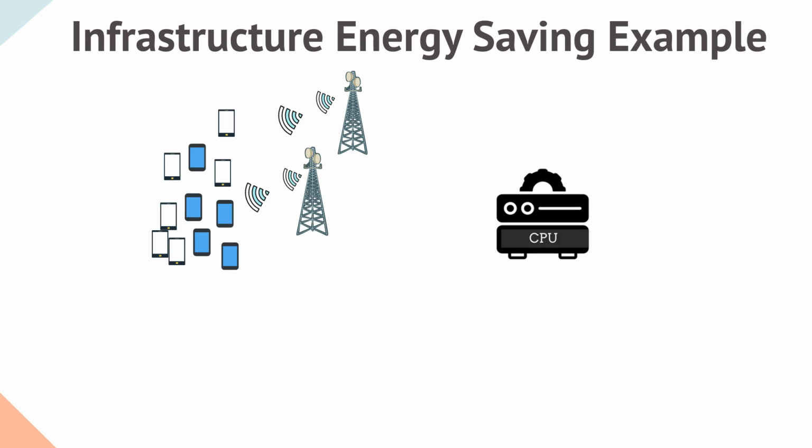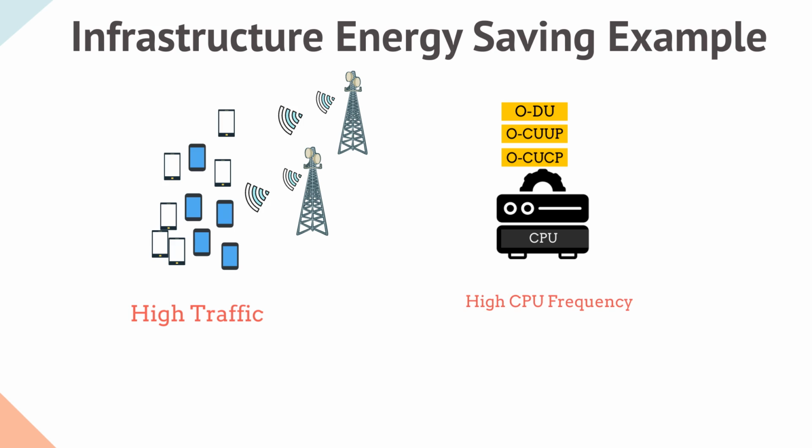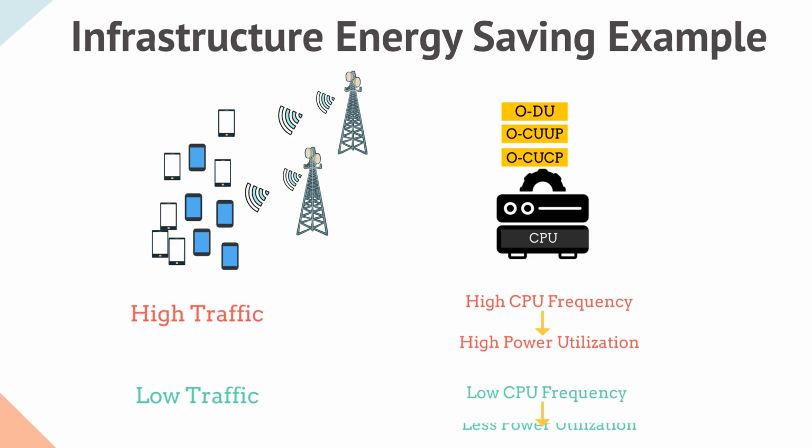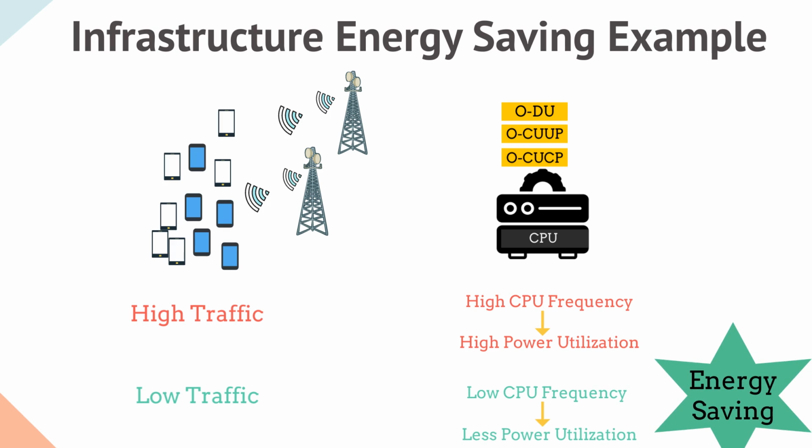If you see here, there are multiple sites connected to Open RAN network functions, and each site serves some traffic. When RAN functions running on the servers are serving high traffic, and thus the CPU performance required is high, the CPU frequency is kept high, and so it consumes the highest processing power. Conversely, during periods of low traffic or workload, the CPU frequency can be reduced, so that energy consumption is less, leading to energy savings.